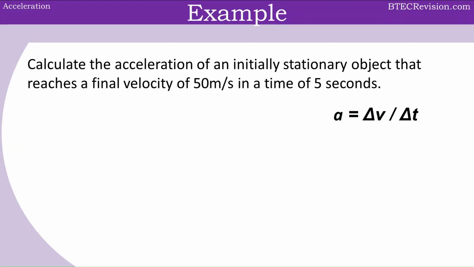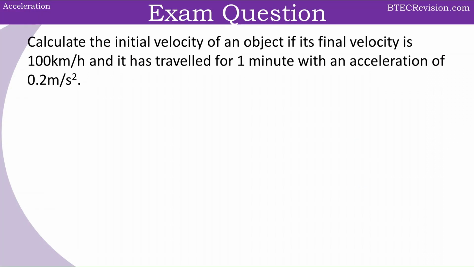Now, let's look at this example. Calculate the acceleration of an initially stationary object that reaches a final velocity of 50 meters per second in a time of 5 seconds. So we'll take this equation, acceleration equals delta v by delta t, and we'll plug in our values. So delta v is 50, take away 0 because it's initially stationary, divided by the delta time. So that's going to be 5 seconds take away 0, and we'll get a value of 10 meters per second squared. Now pause the video here and attempt this exam question.